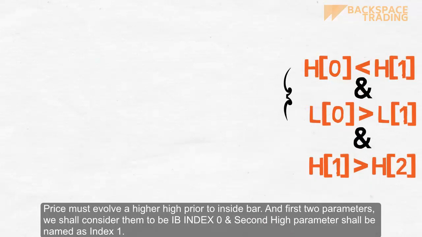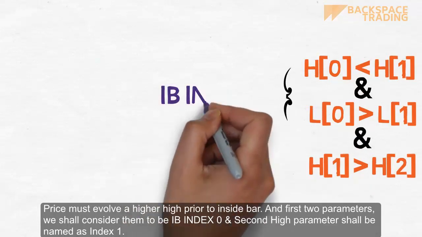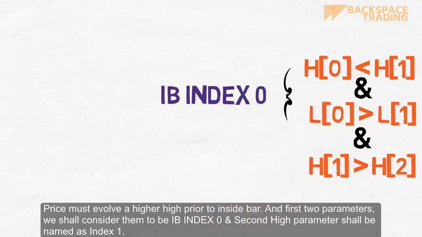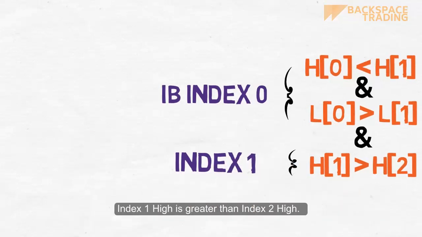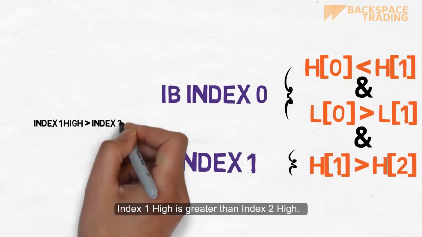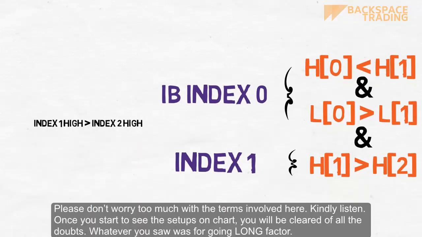Now price must evolve a higher high prior to the inside bar, and the first 2 parameters we shall consider to be the inside bar index 0 and the second parameter shall be named index 1. Index 1 high is greater than index 2 high. Okay, so please don't worry too much about the terms involved here. Kindly listen. Once you start to see the setup on chart, you will be cleared of all the doubts. Whatever you saw was for going long as of now.